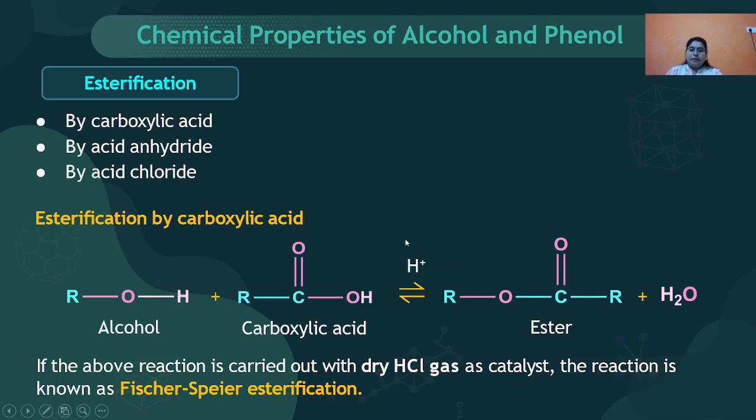Since ester is formed as a product, this kind of reaction is what we call esterification. Once again, I'll repeat: when alcohols are treated with carboxylic acid, the hydrogen from the alcohol and the hydroxide group, that is the OH group from the carboxylic acid, both join together and get removed as water. The hydrogen has a positive charge and the OH minus ion has a negative charge. That's the reason both of them attach together, forming a new product.